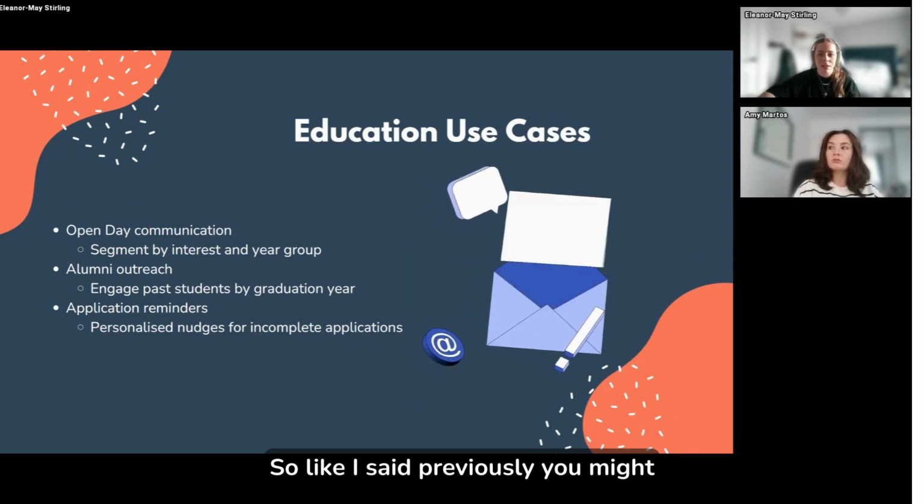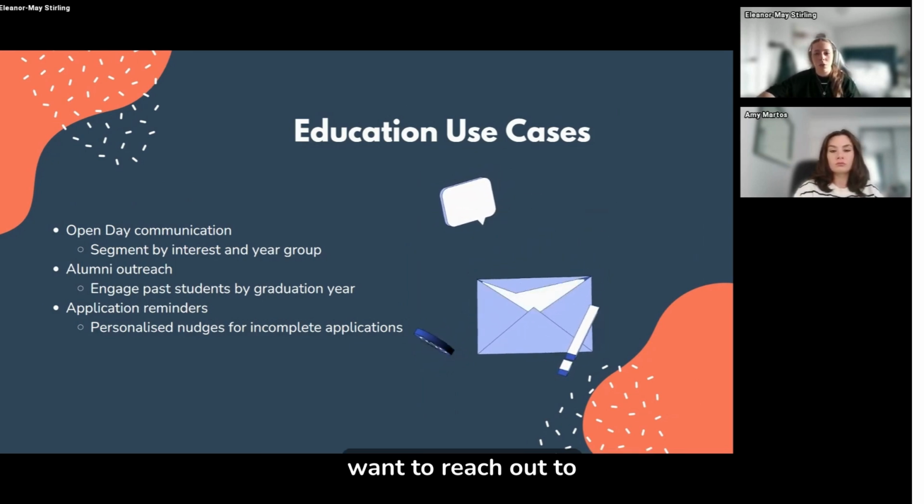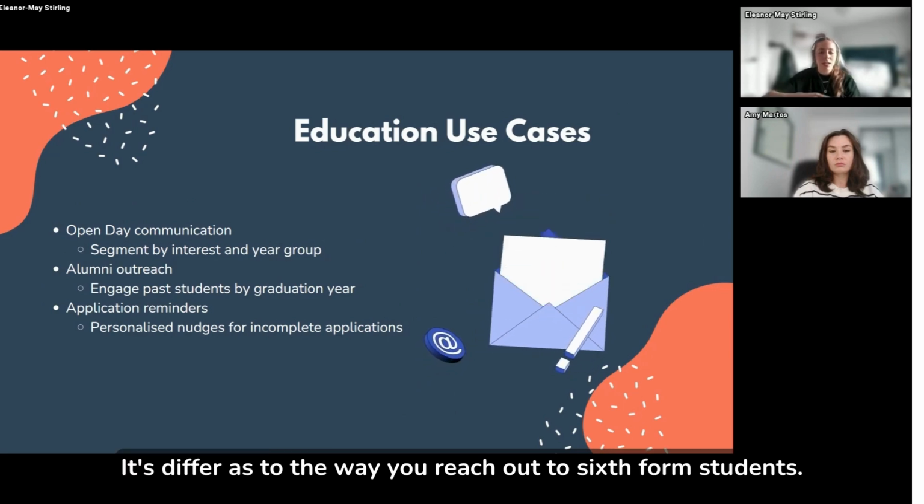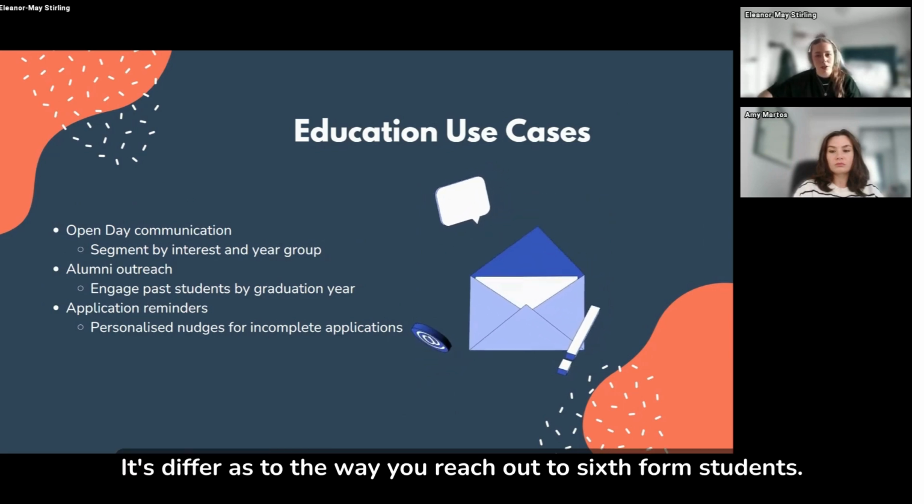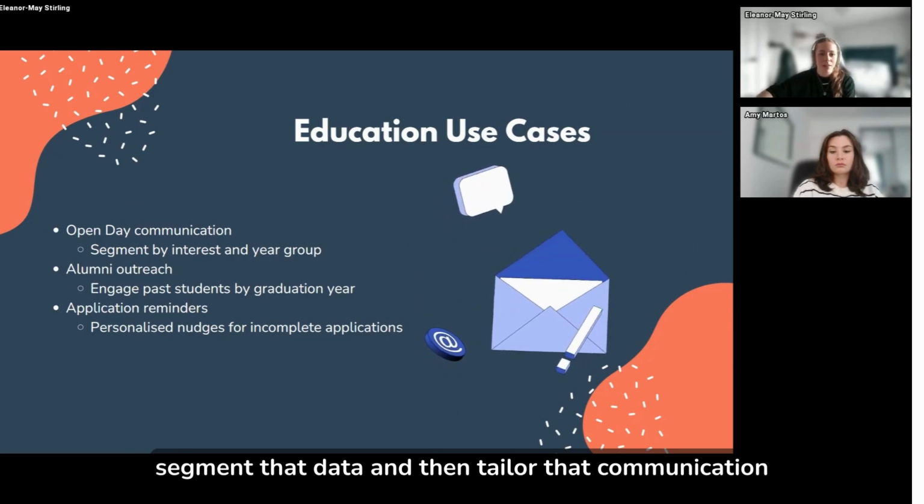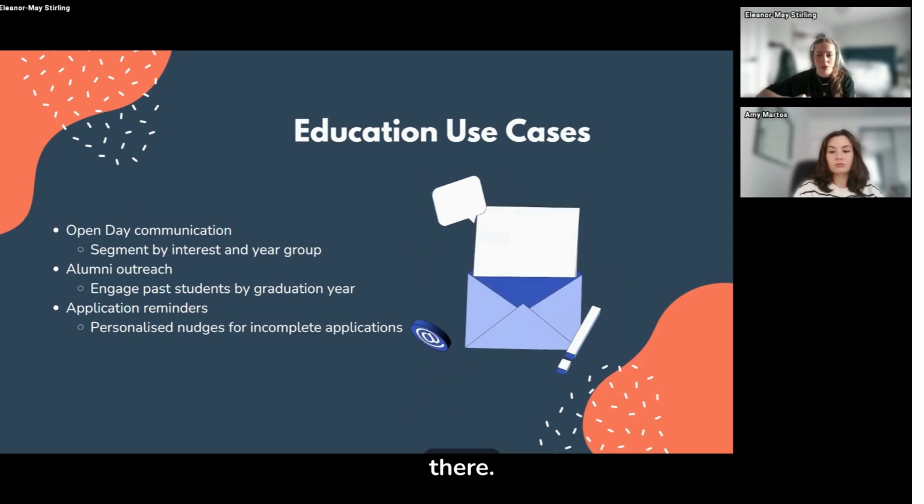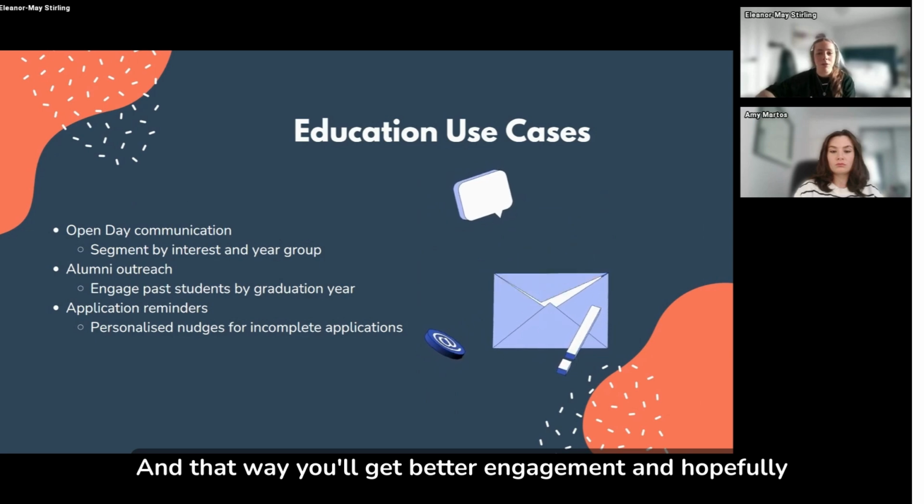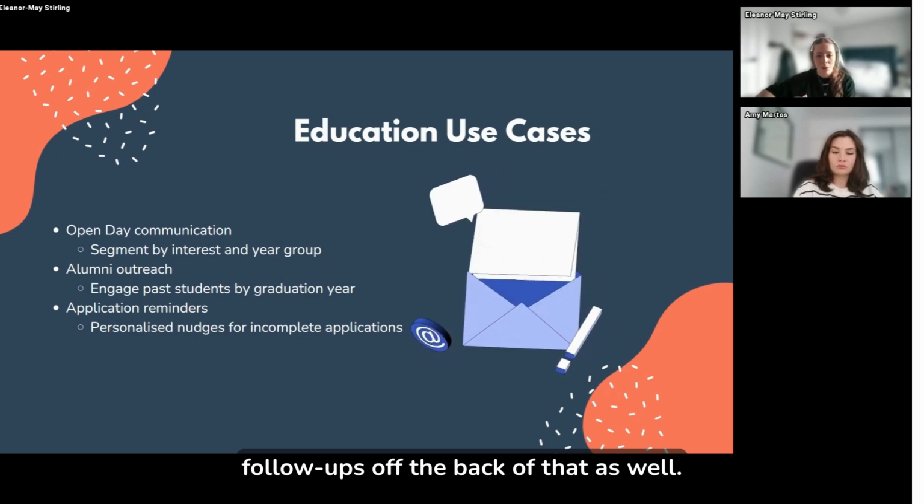So like I said previously, you might want to reach out to the year 7 students differently to the way you reach out to sixth form students. And this way, by using the lists and the properties, you can segment that data and then tailor that communication there. And that way you'll get better engagement and hopefully better follow-ups off the back of that as well.